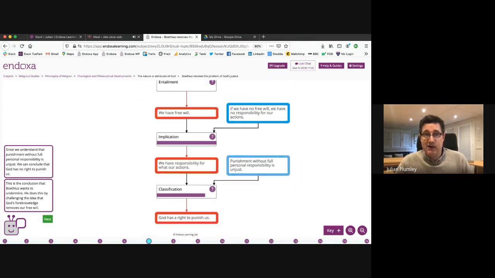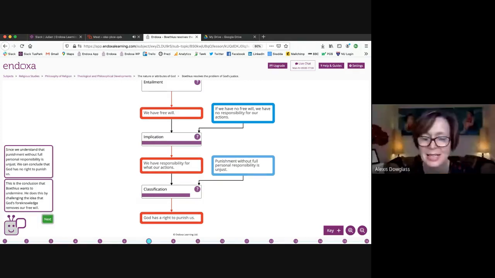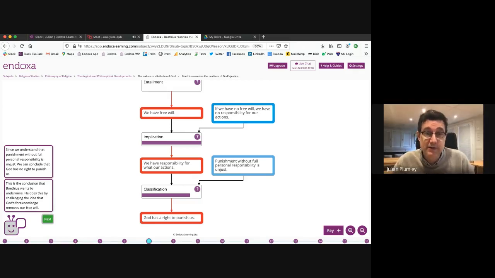So that's the background to what Boethius was arguing against. And it's clearly laid out in the argument map, and students can go back to this afterwards and have a play around with it themselves. Exactly. They just need to log in and do exactly what we're doing here.